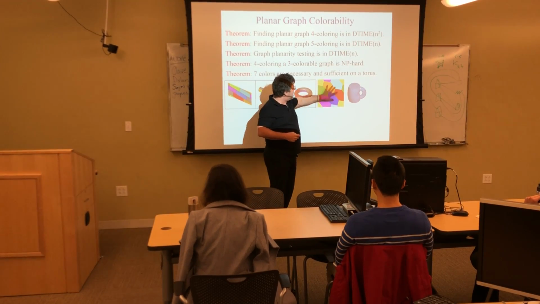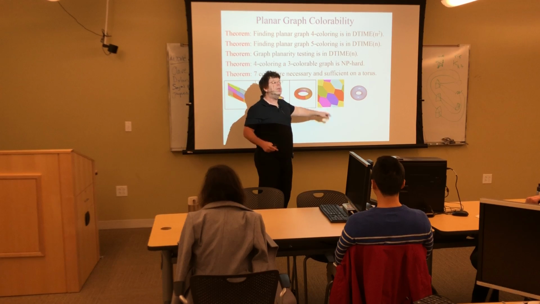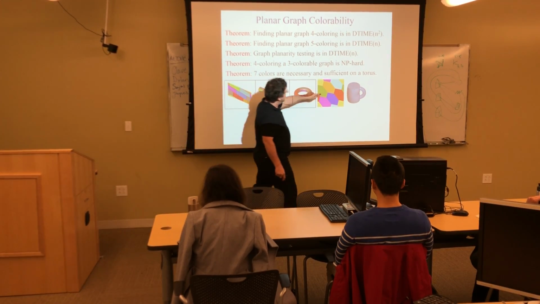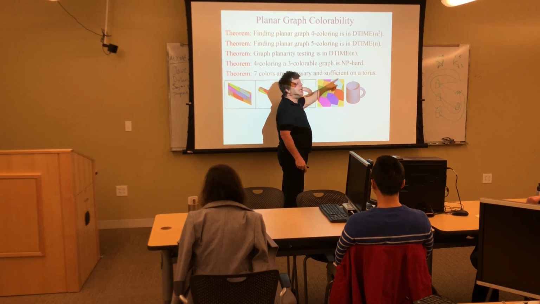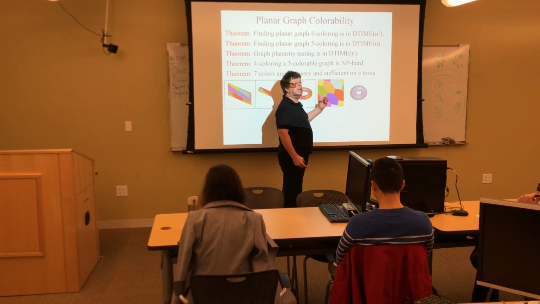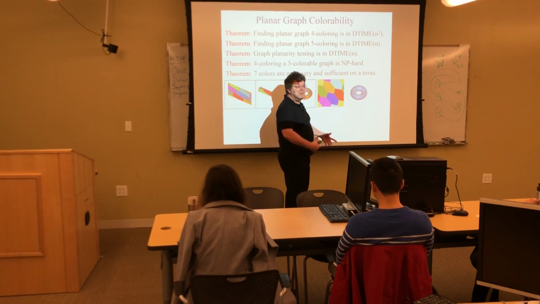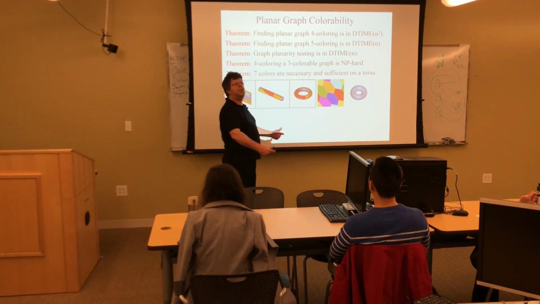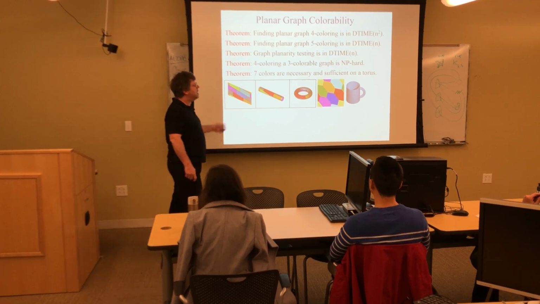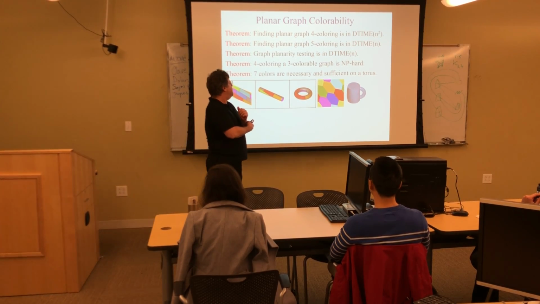Seven colors are necessary. And for any other configuration, it's also sufficient. So this example shows that seven colors are necessary. Why? Because every hexagon touches all the other six hexagons here. So you can think about it as a seven clique in terms of the graphs and which regions touch which other regions. Seven cliques. So seven colors are necessary. Turns out they're also sufficient on the torus.